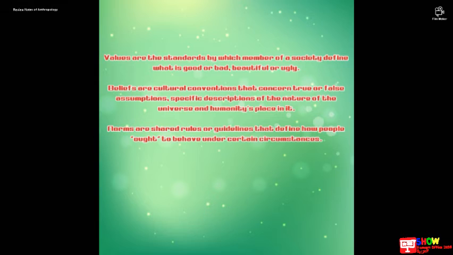For example, values are the standards by which members of a society define what is good or bad, what is beautiful or ugly. Beliefs are cultural conventions concerned with true or false assumptions, specific descriptions of the nature of the universe and humanity's place in it. Norms are shared rules or guidelines that define how people ought to behave under certain circumstances.